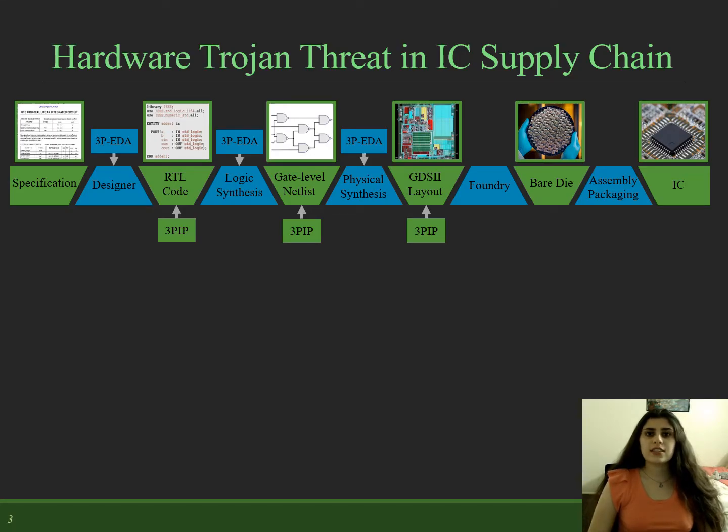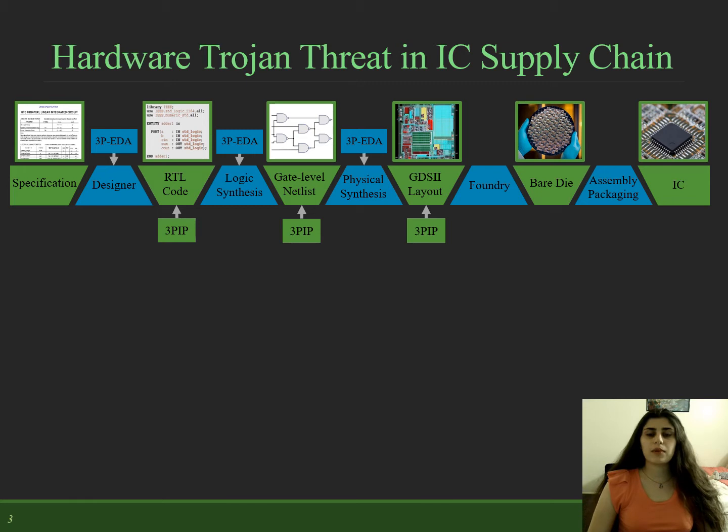Here you can see the IC supply chain, which starts from the specification and goes through different design stages and synthesis, which eventually generates the physical layout. This layout is passed to the foundry to be fabricated. After some testing, packaging, and assembly stages, the final chip is ready.